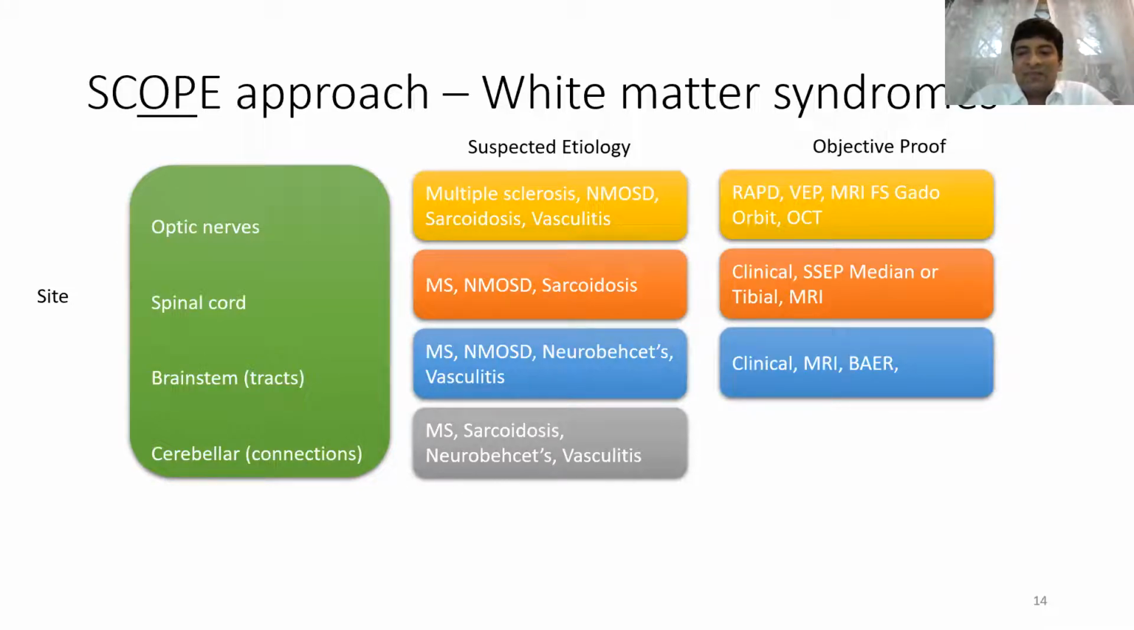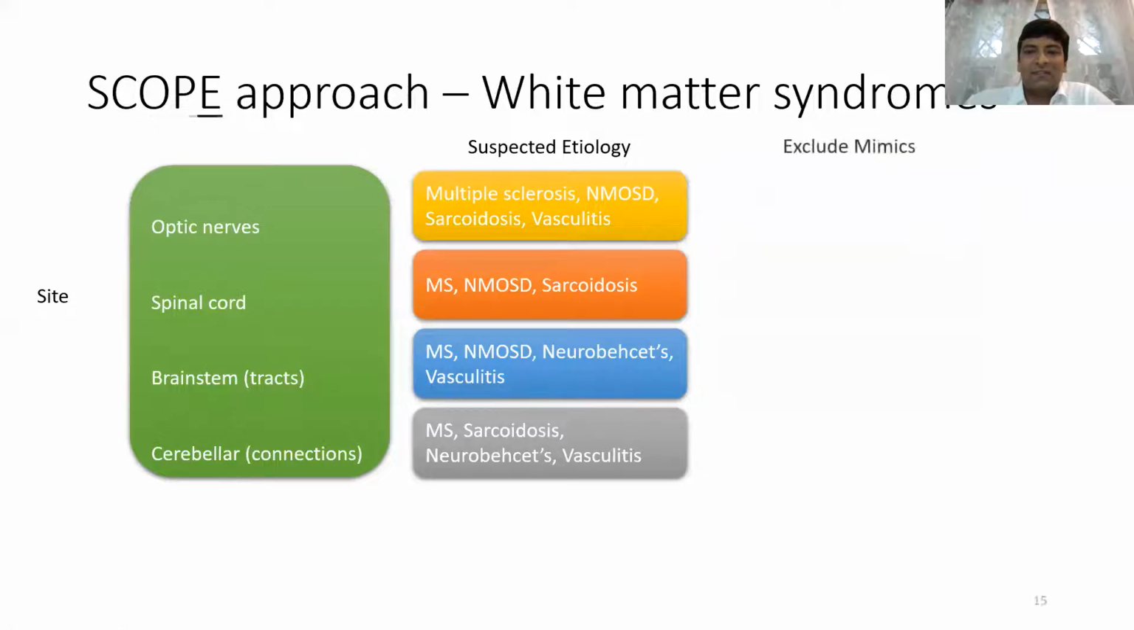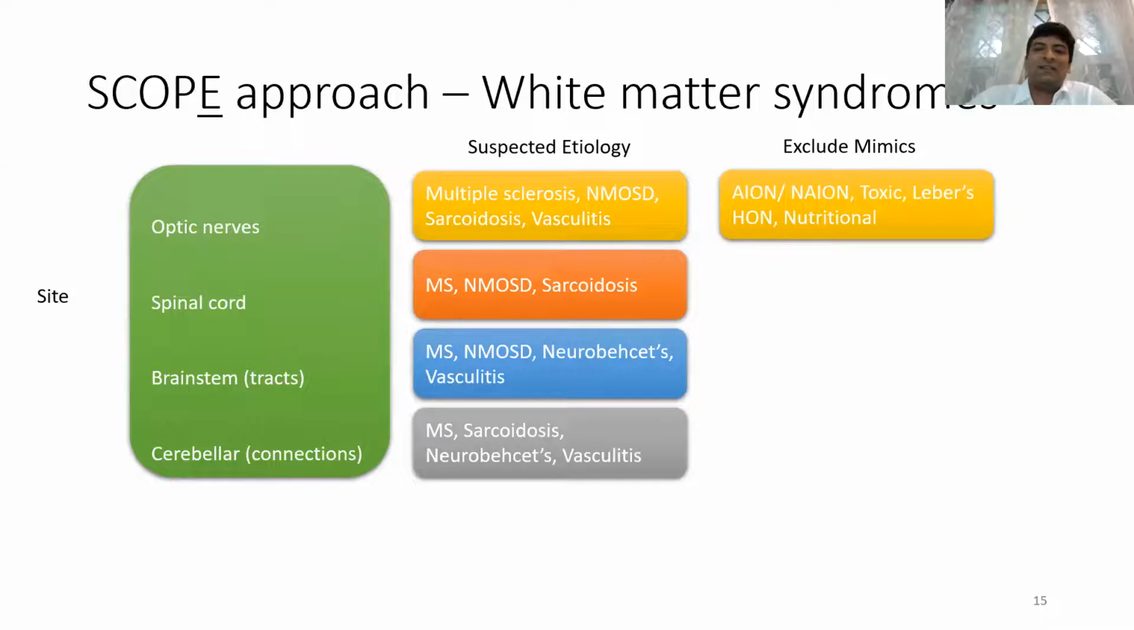Brainstem involvement, apart from clinical and MRI, brainstem auditory evoked response can actually give us a fairly accurate idea of the level of involvement in the brainstem. And the cerebellum will depend on clinical and MRI assessment. So once we have a syndrome clue, we have to establish objective proof of the localization and pathology, and of course, exclude mimics. So there are a lot of disorders which can mimic these.